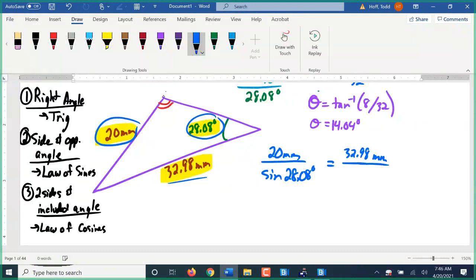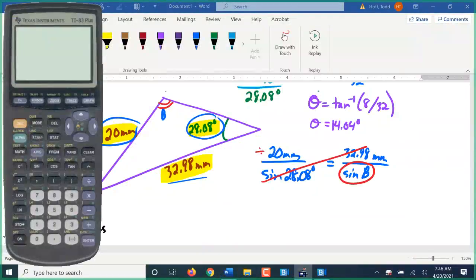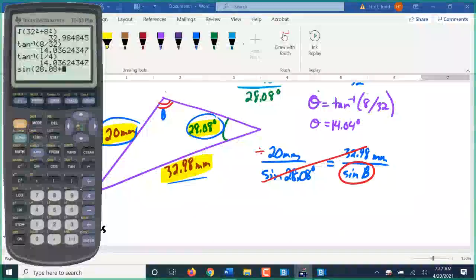So I'm going to label this angle up here. I'm going to call it angle B. So that's going to be over the sine of angle B. So here for this proportion, we're going to cross multiply and divide. Now, this is what we're looking for, the sine of B. So we cross multiply this way and divide by 20. So it is the sine of 28.08, in parentheses, times 32.98 divided by 20, giving me 0.7762.